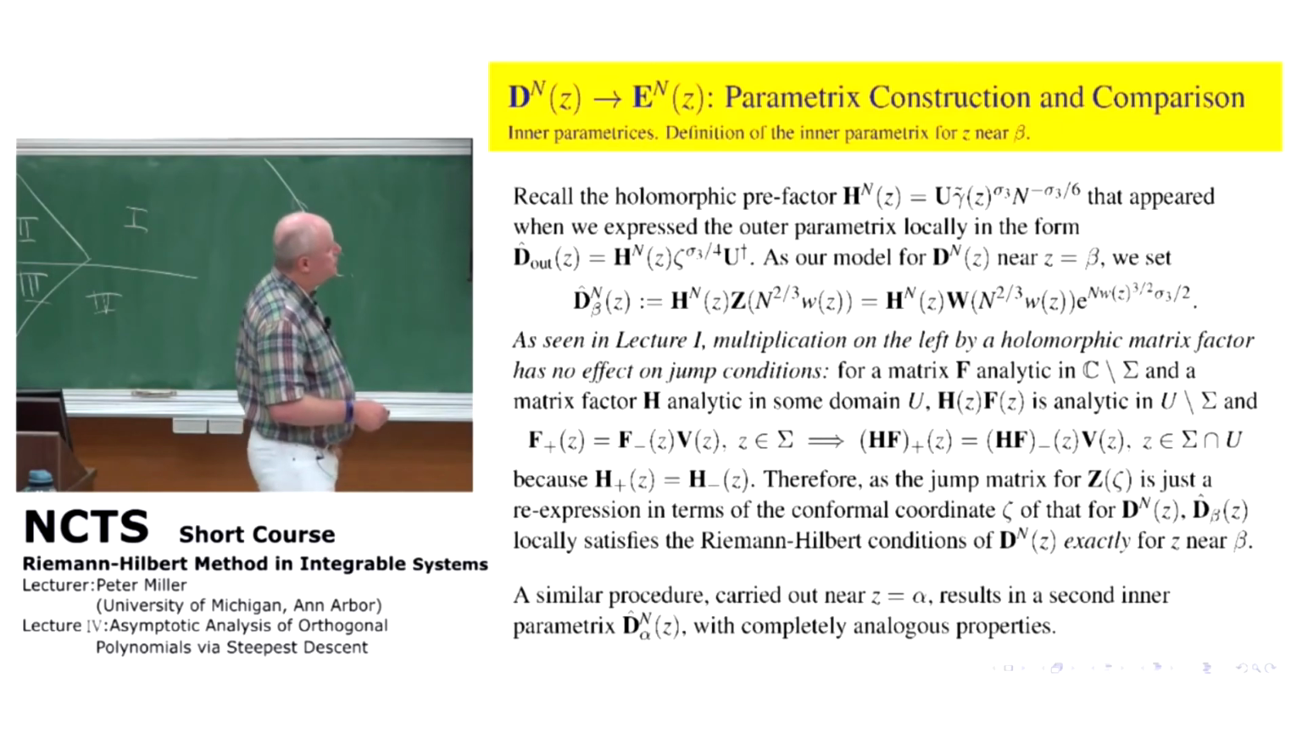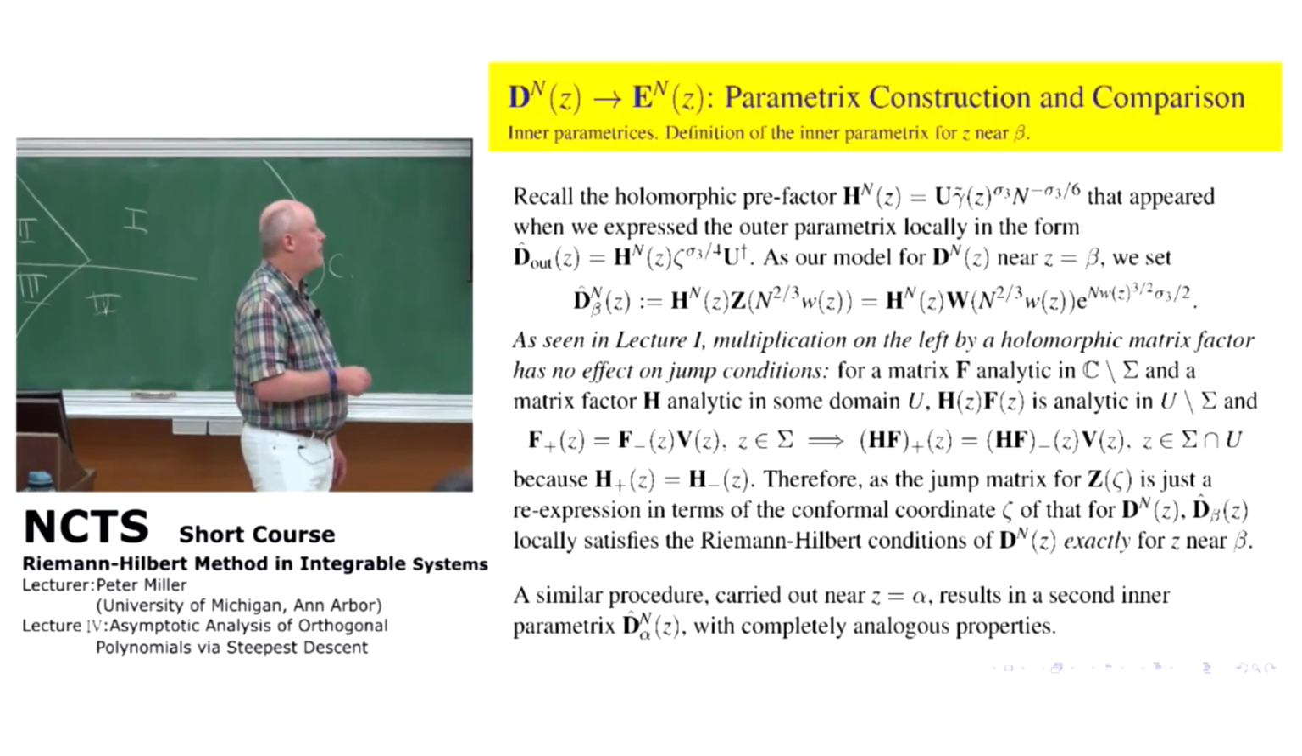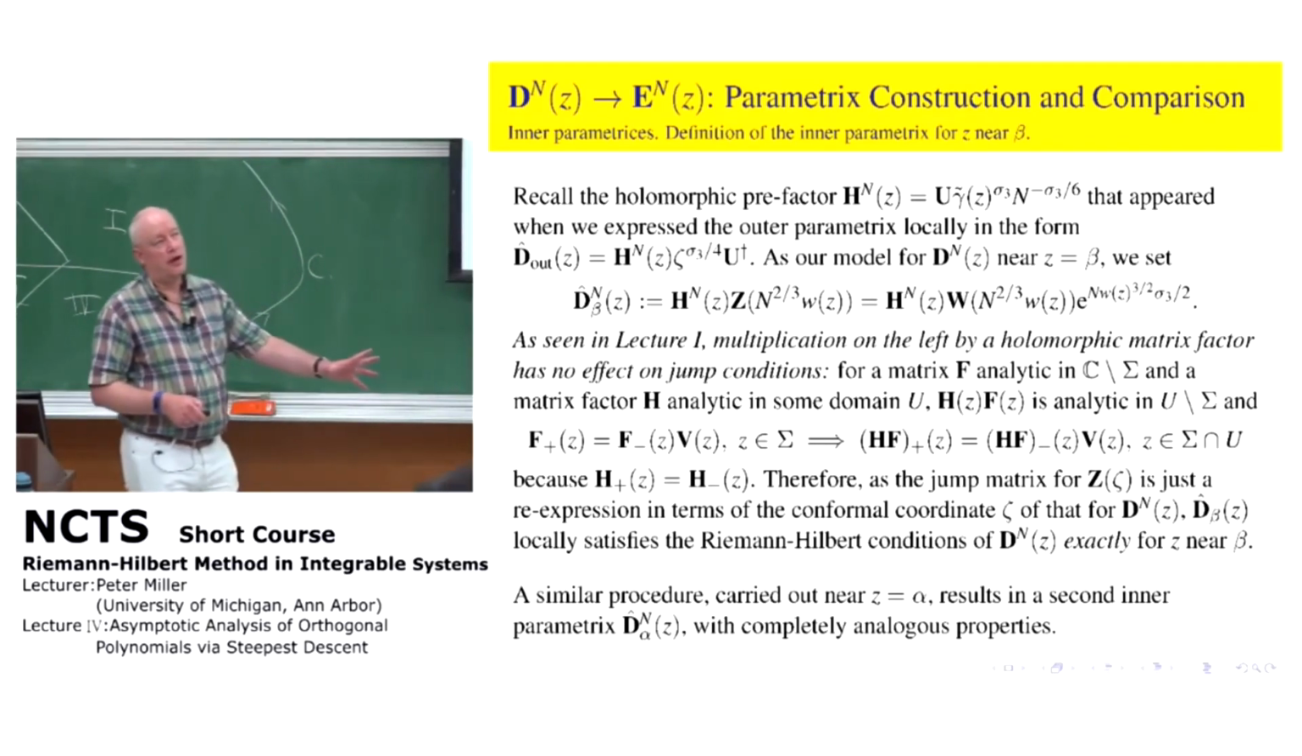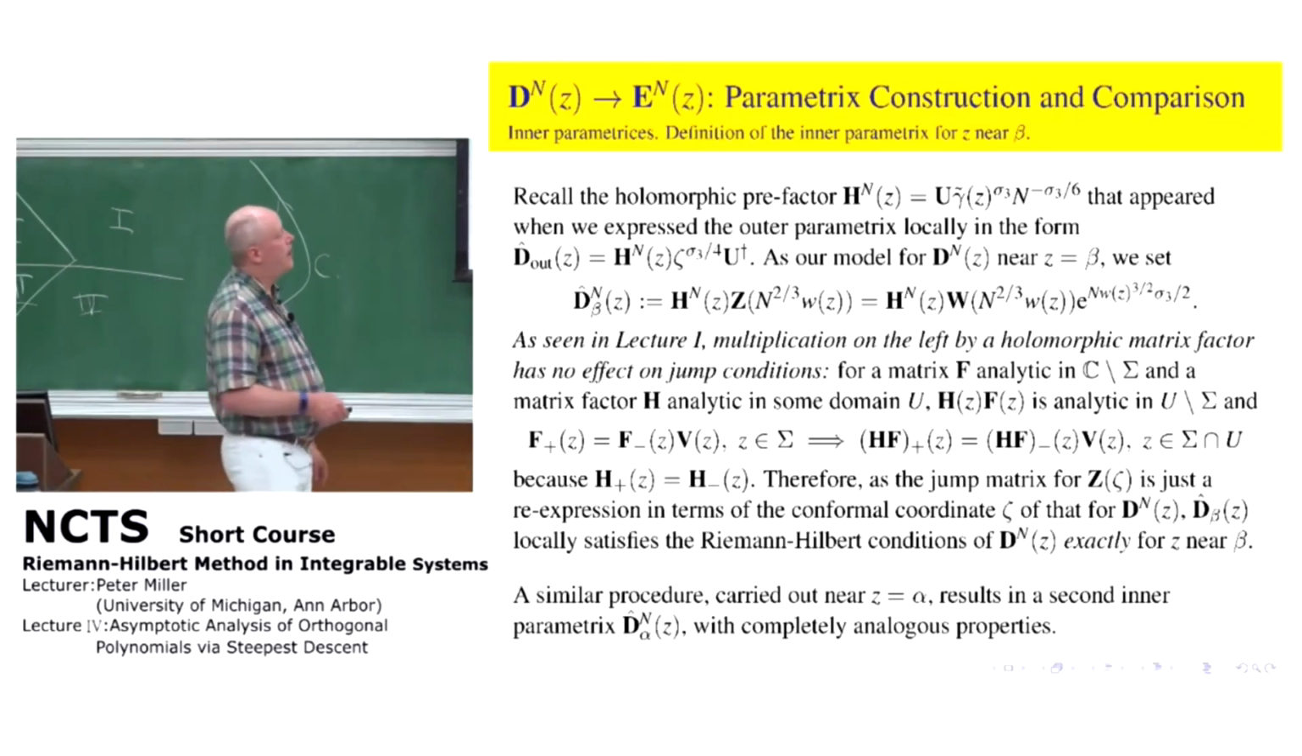A similar procedure carried out near Z equals alpha, which we're not giving the details of here, results in a second inner parametrics that we'll call D hat n sub alpha of Z, and it's got completely analogous properties. It's an exact local solution of the jumps near Z equals alpha, and it's going to match in a nice way onto the outer parametrics. Okay.